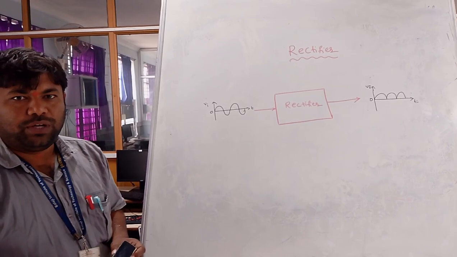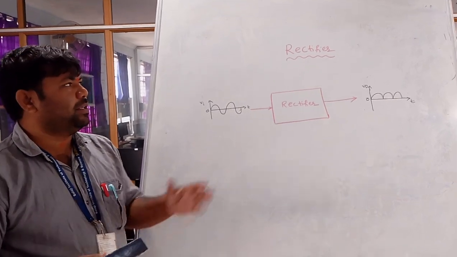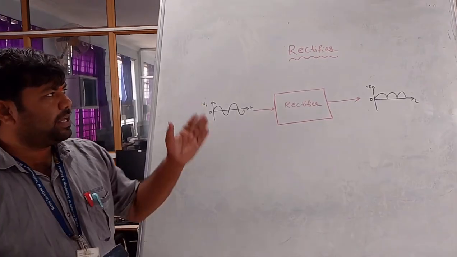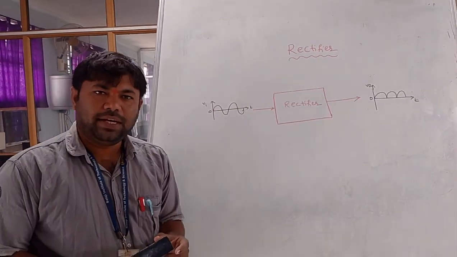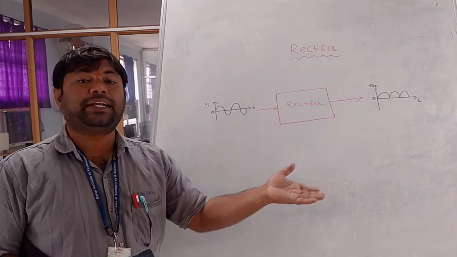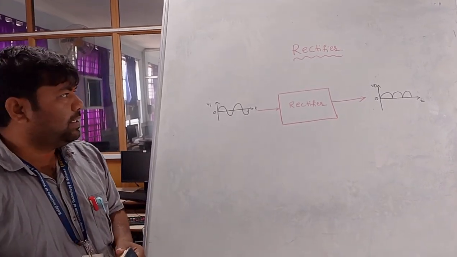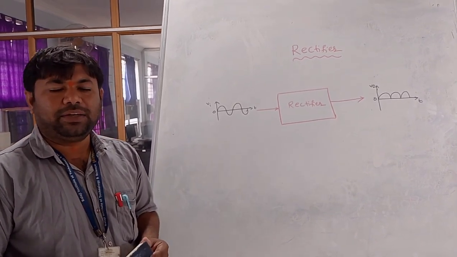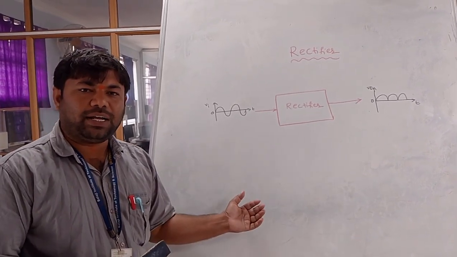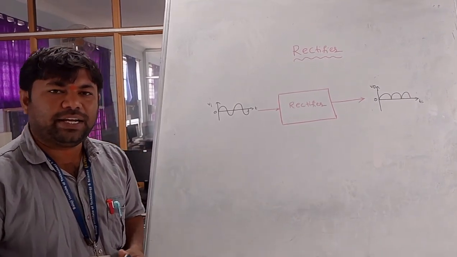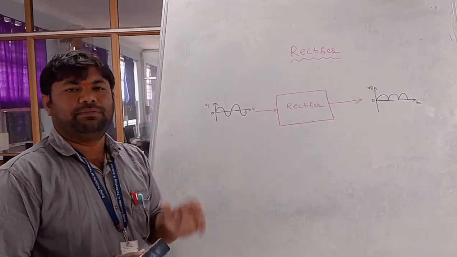So today we discuss the topic of the rectifier. A rectifier is an electronic device that converts alternating current into direct current. Whenever we convert alternating current to direct current, we call it rectification.